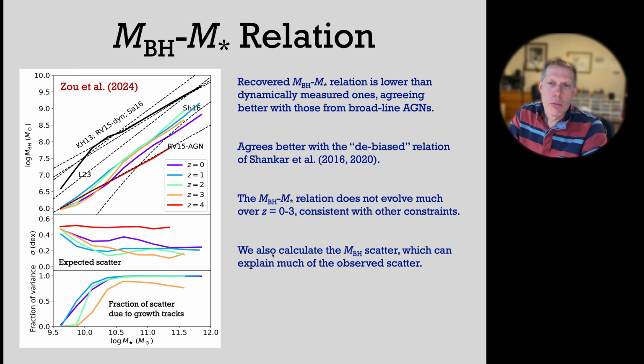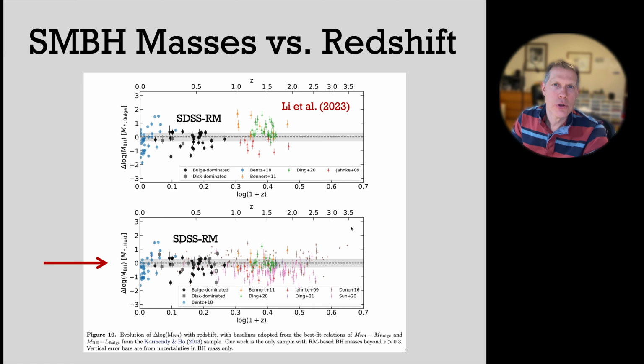We can also notably calculate the scatter of the black hole masses at a given stellar mass, and we find that scatter can in fact explain much of the observed scatter. And so you can make comparisons not only of the sort of average value, but you can compare the amount of scatter, and we can predict that fairly well too.